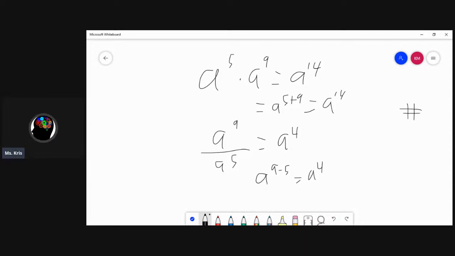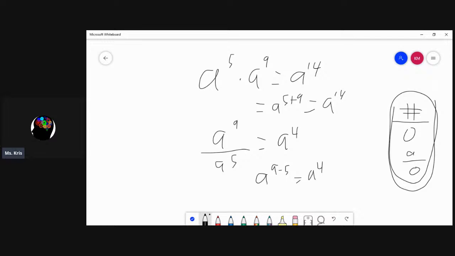So anything, number or letter, over 0 is undefined, meaning there's no solution. There's no answer for this. Moving right along.